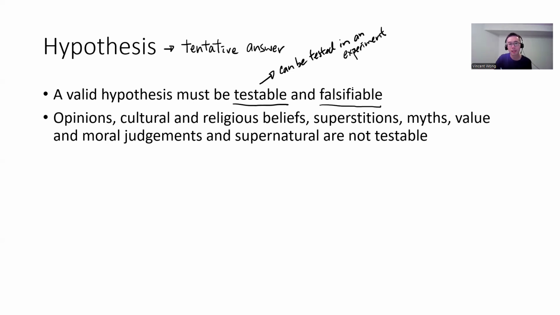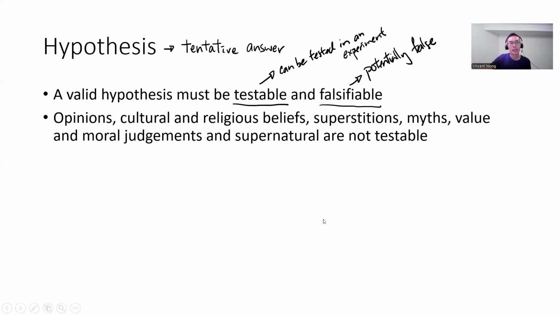Number two, it must be falsifiable. Falsifiable means it can be potentially false. Okay, like your hypothesis, there must be a chance that it's wrong. If it's always correct, then you didn't need to ask the question already, right? If you know the answer to the question and you come up with a hypothesis that's always correct, then what's the point of asking the question in the first place, right?